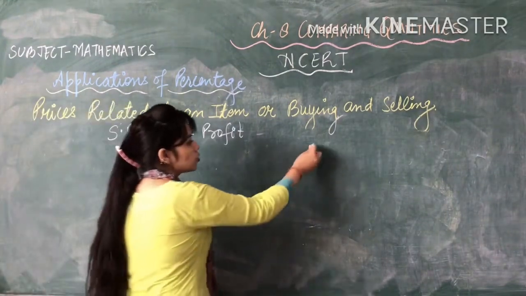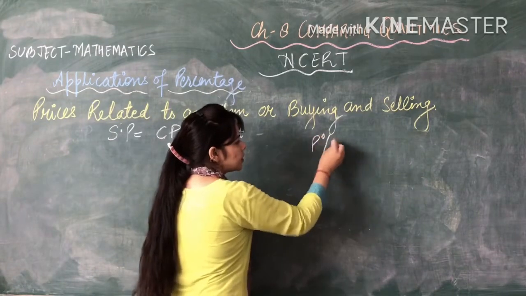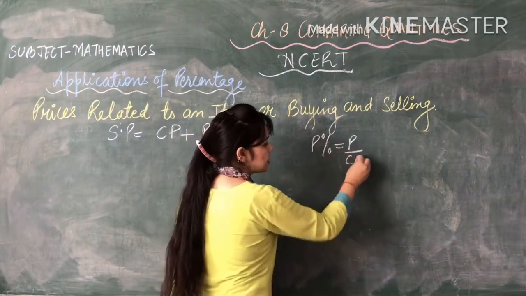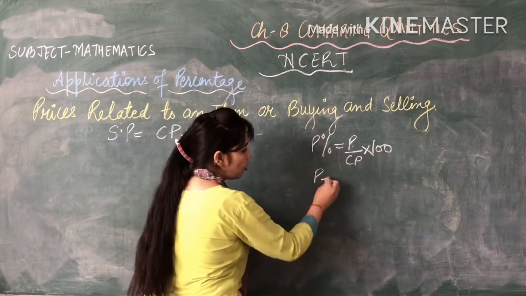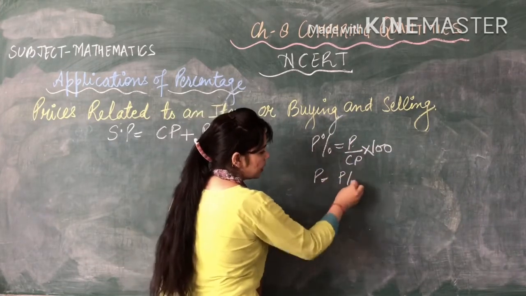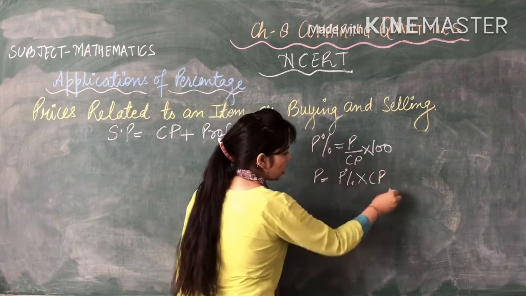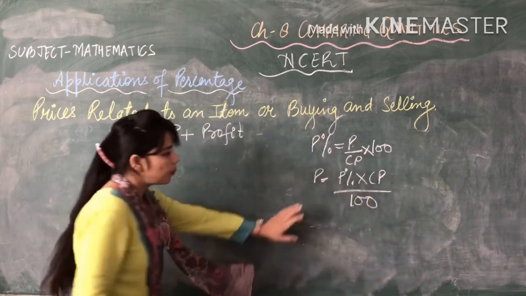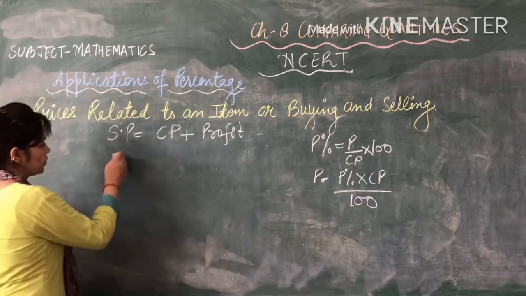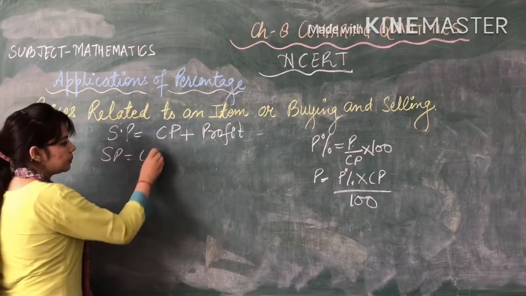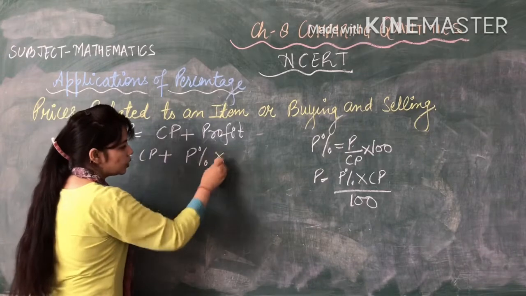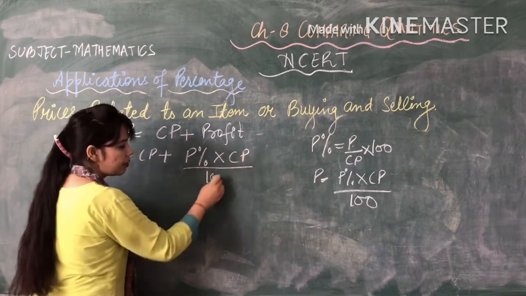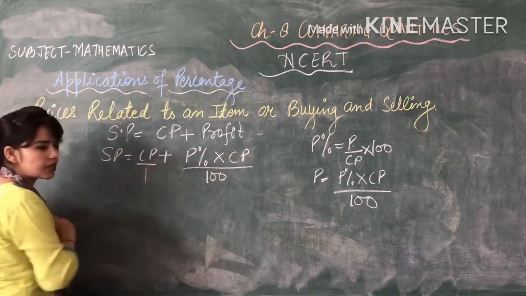Then we know to find the profit percent, we have profit upon CP into 100. Now to find profit, CP into profit percent upon 100. Now put this profit here. SP is equals to CP plus, in place of profit we can write profit percent into CP upon 100. Here we can suppose there is 1.